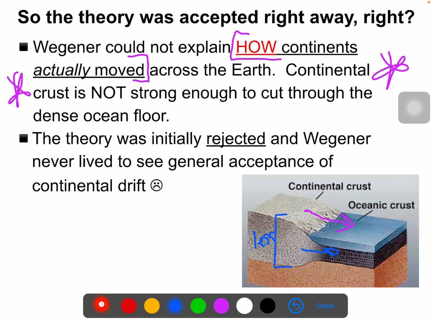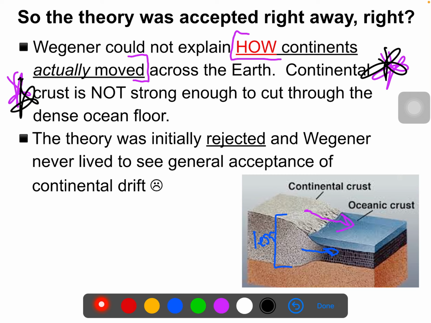So even though all of his evidences worked to say, hey, these had to be connected at one point in time, there was no part of his theory that worked to explain how they actually moved. So again, if you haven't yet, star, circle, highlight that main point there so you don't forget that big idea. He couldn't explain the motion part.